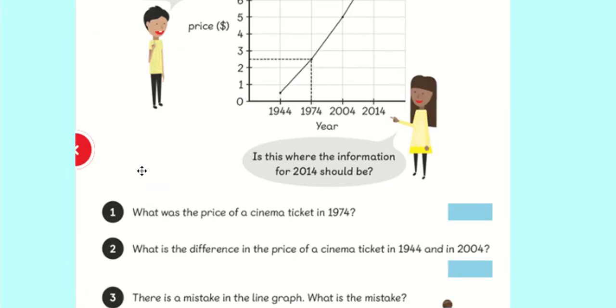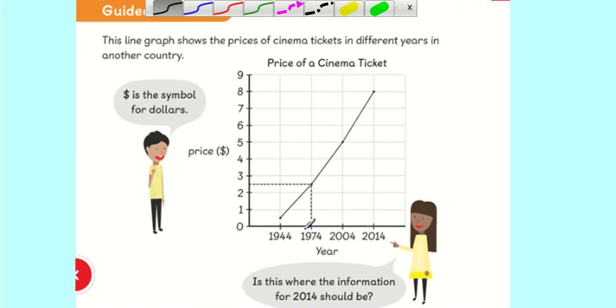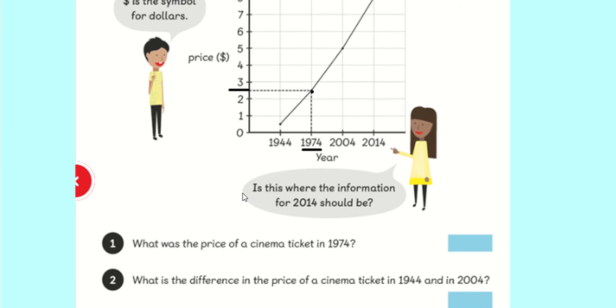Okay, so question 1. What was the price of a cinema ticket in 1974? So what we need to do is come to our line graph. We need to find 1974, here it is, and we need to use our rulers, they've helpfully done it for us, to go up to the line, find where the dot is, and then use our rulers to go along to find out how many dollars it was. And it's halfway here between the 2 and the 3. So we know that's $2.50. I'm going to write my dollar sign here. $2.50.